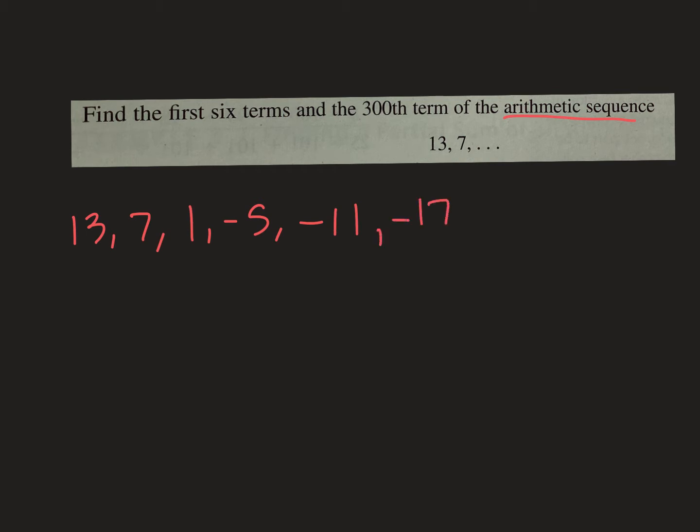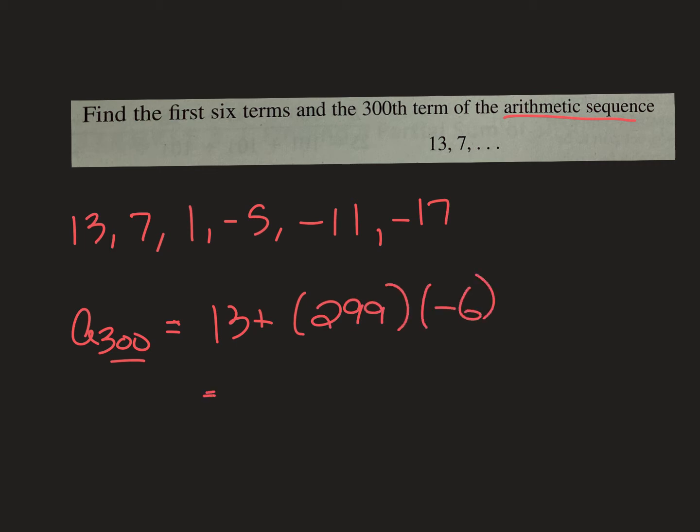Just decreasing by 6. Now, to find the 300th term, we're actually going to use that formula we had on that last slide and say it's the first term plus n minus 1. N is 300, so I'm going to do 299 times D. D this time is -6. So basically, we're going to punch all that in our calculator right there, and we're going to get the 300th term is -1781. Now, that's if you kept subtracting 6 300 times from 13. The 300th term would be -1781.